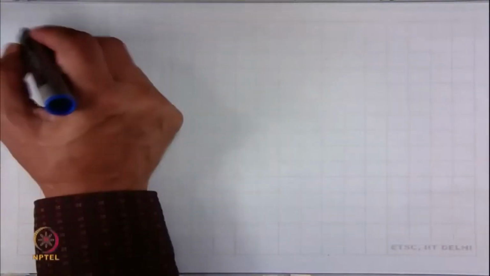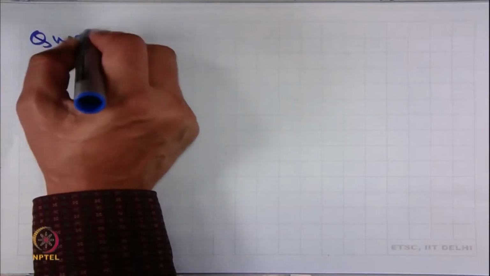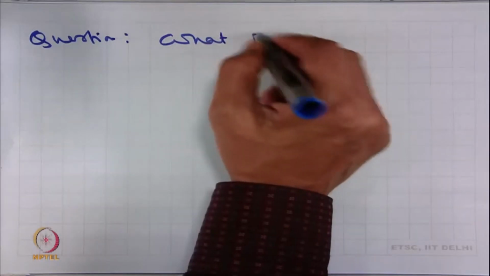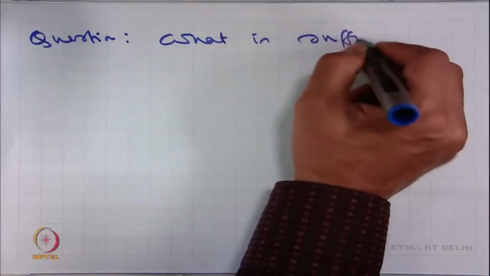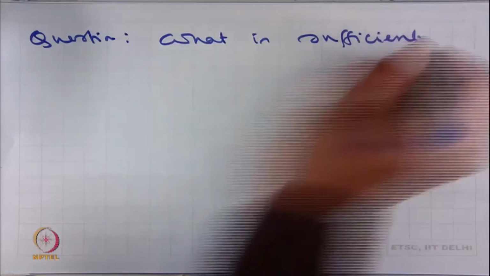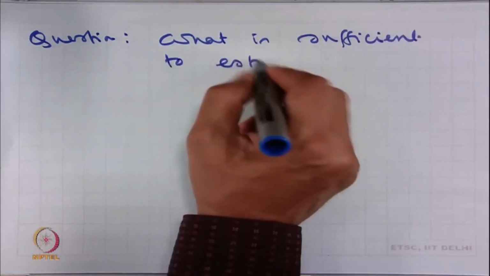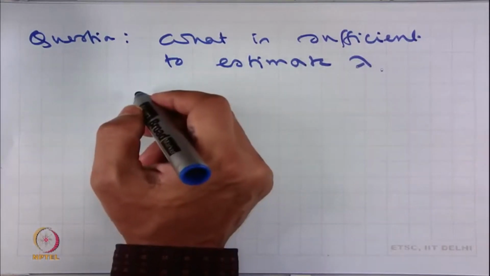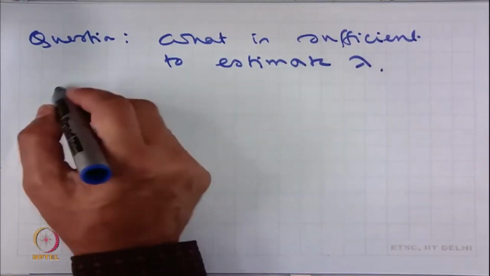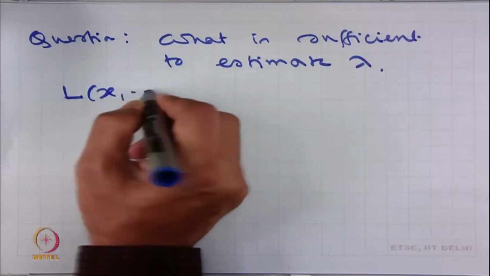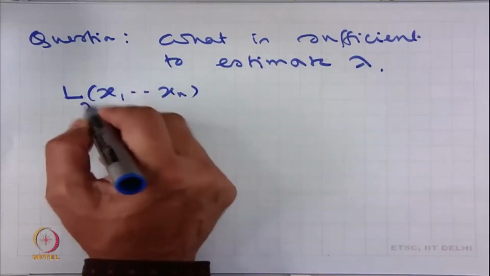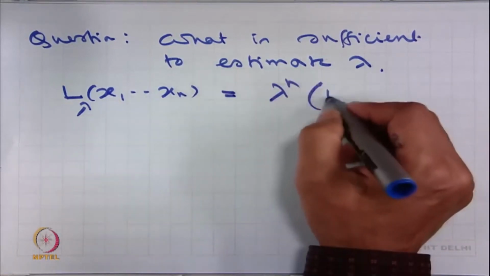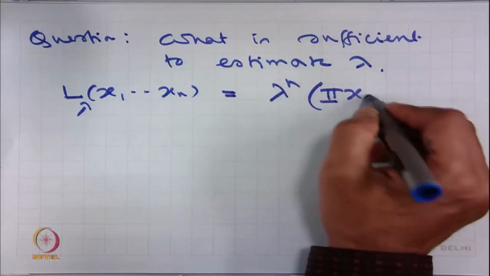Question is, what is sufficient to estimate lambda? L of x1, x2, xn lambda is equal to lambda power n into product of xi to the power lambda minus 1.